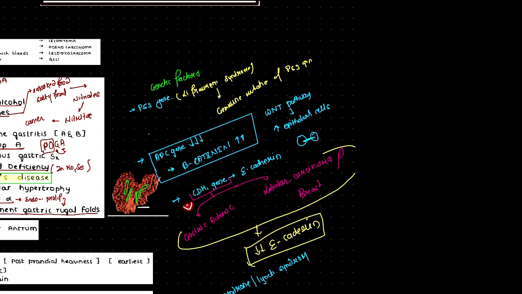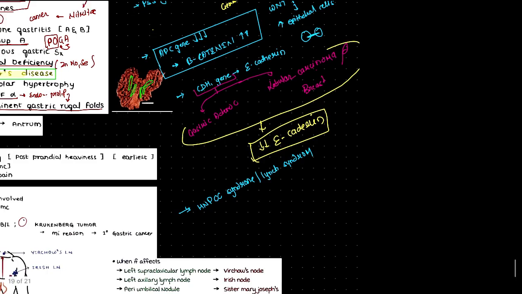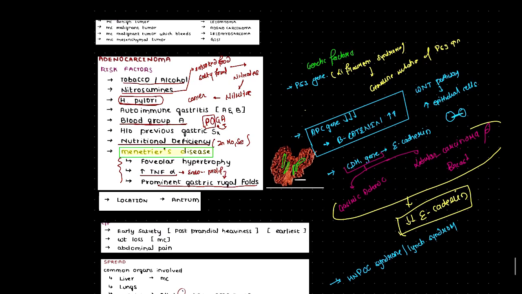We need to know about the CDH1 gene, E-cadherin, and HNPCC syndrome or Lynch syndrome, right? Okay, now we have already mentioned the different risk factors. Now we will move toward our next topic.